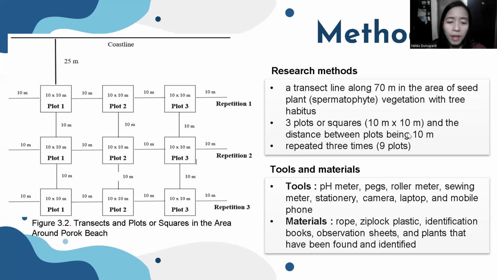Tools and materials. Tools: pH meter, pegs, roller meter, sewing meter, stationery, camera, laptop, and mobile phone. Materials: rope, Ziploc plastic, identification books, observation sheet, and plants that have been found and identified.